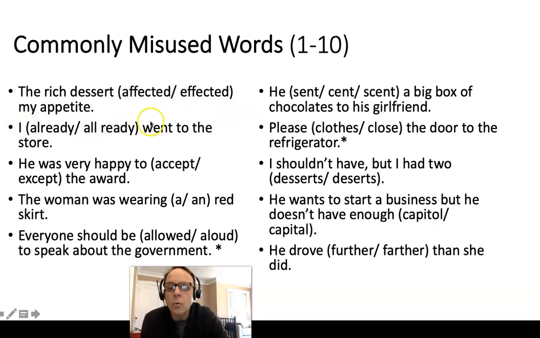I already went to the store. First one is the best choice. This is me doing something previously, whereas this one is completely ready. I'm all ready. So there's a difference in being completely ready and doing something previously. So the best choice here is already.